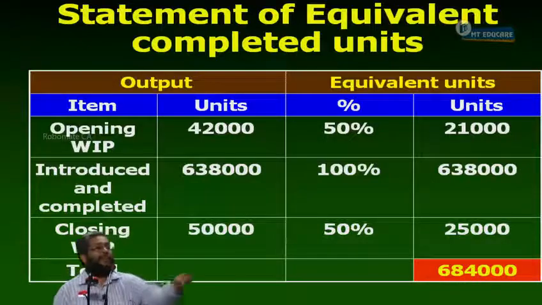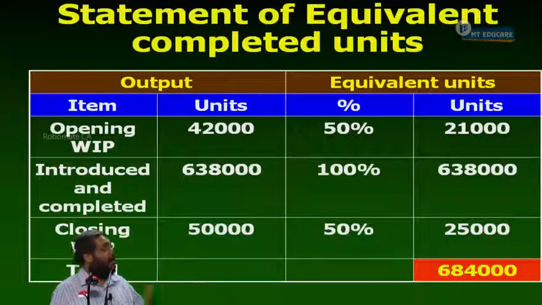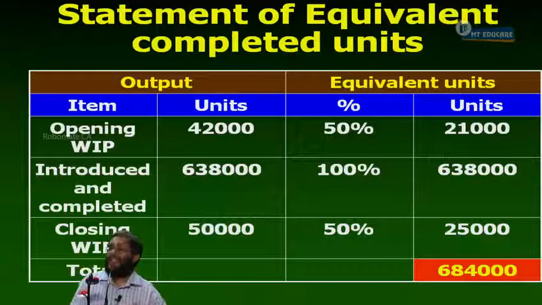If I total the actual output here, how many units? 6,84,000. In the first column, actual output has been calculated. Respond, yes or no? I found out the actual equivalent output. When I say actual output, I always mean actual equivalent output, because WIP in units cannot be added as it is.